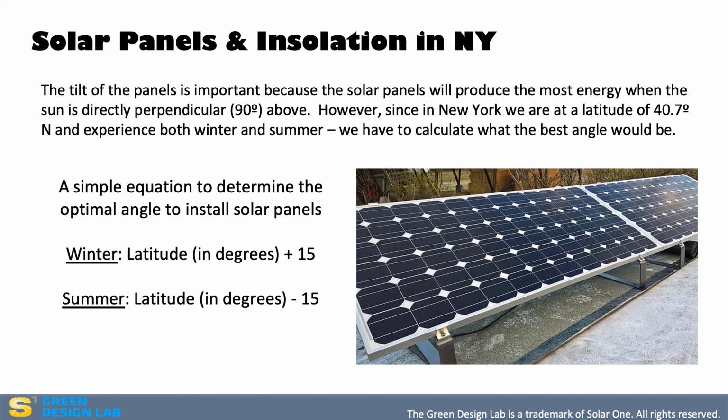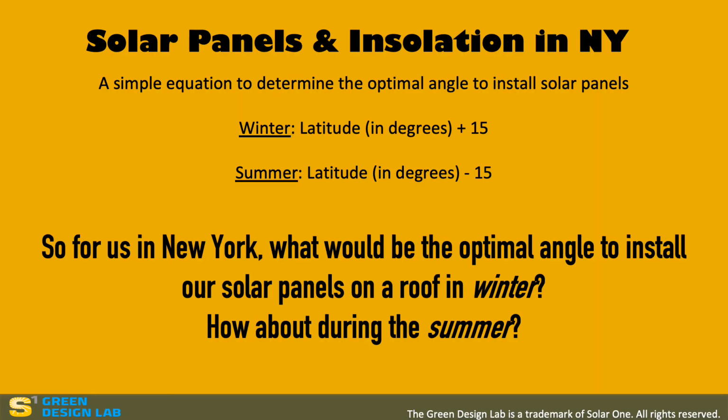There is an equation we can use to determine the best angle to install solar panels on our roofs. To determine the optimal angle in the winter, we take our latitude and add 15 degrees. In the summer, we actually subtract 15 degrees from our latitude. So knowing this equation and our latitude here in New York of 40.7 degrees north, what would be the optimal angle to install our panels in the winter? How about in the summer?